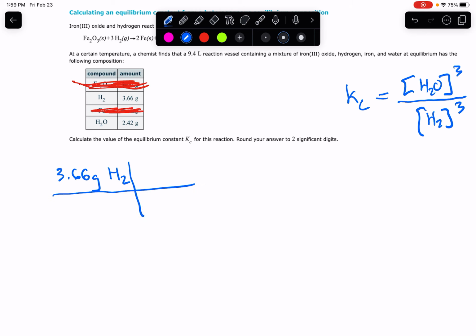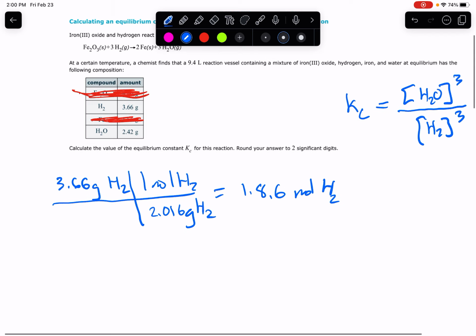Now, if you've done this millions of times, the molar mass of this is 2.16 grams of H2 for every 1 mole of H2. And when I do the math on that, I get 1.816 moles. So I know that's my moles of H2. I need this because they've told me that the volume is 9.4. And I probably should have done this before, but here's where we're going.